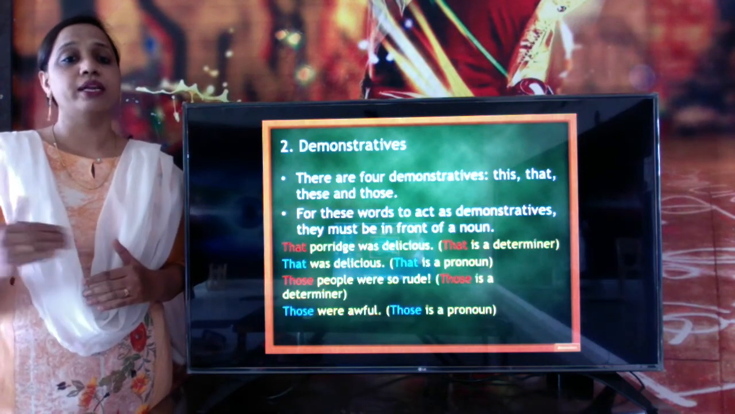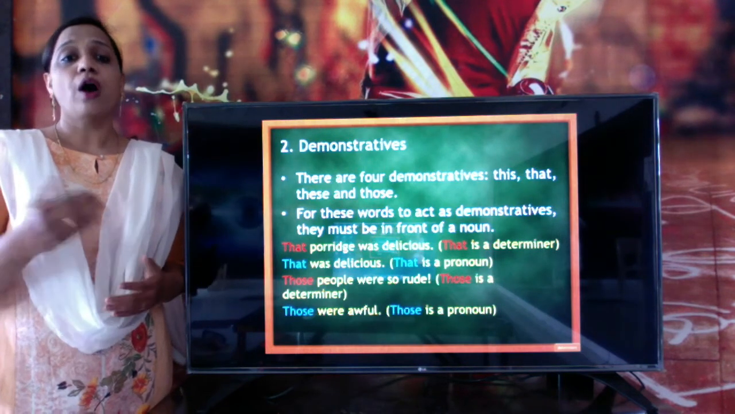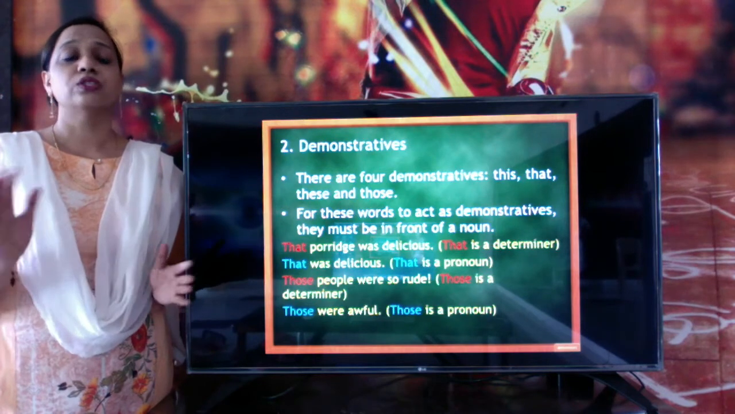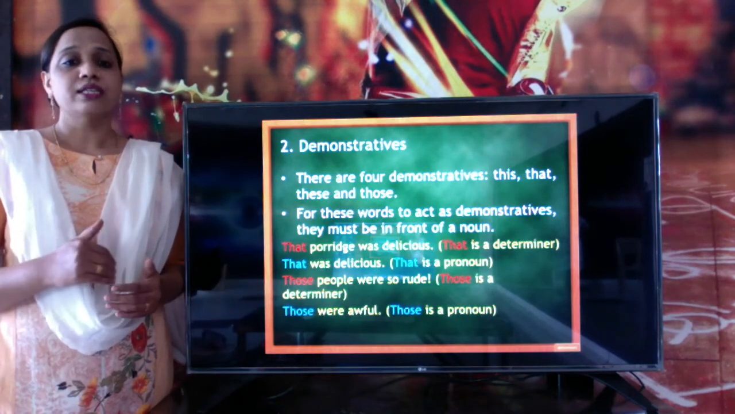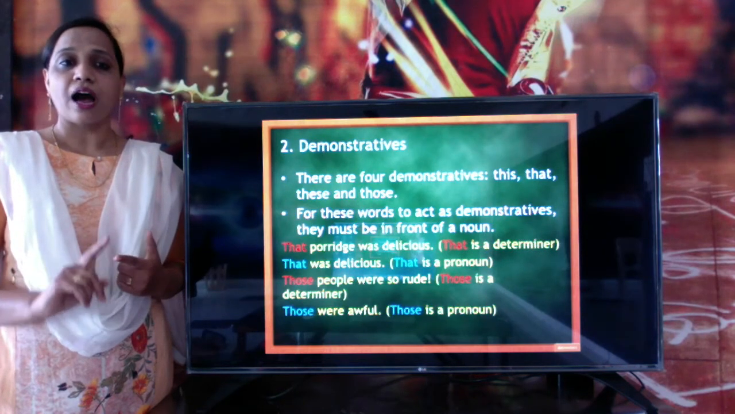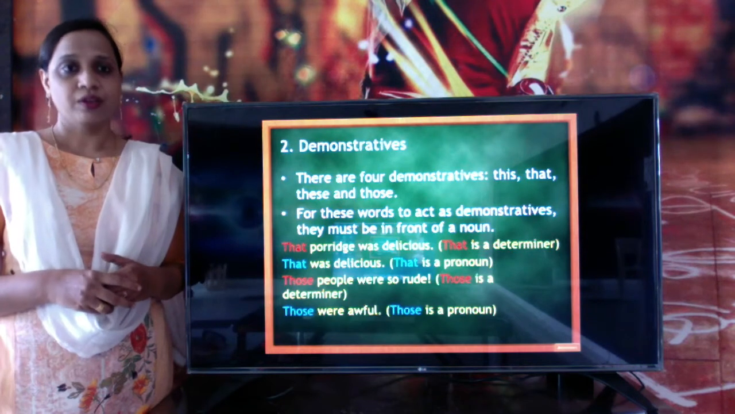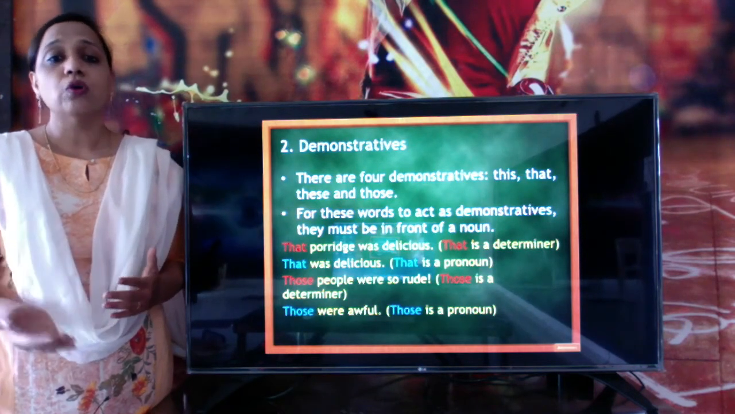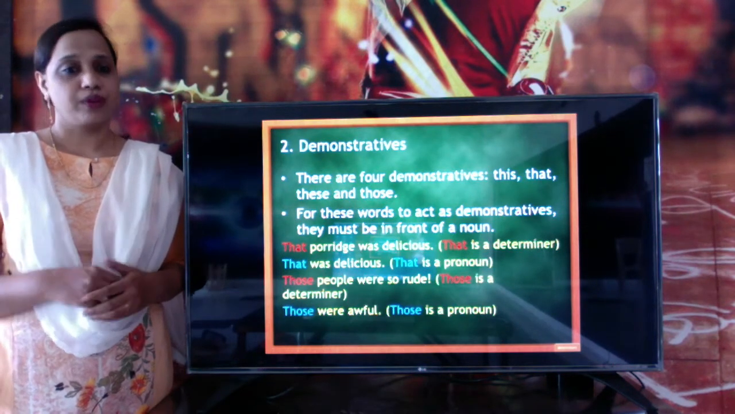Okay, that porridge was delicious. That is a determiner. Compare: that was delicious. Here after that there is no adjective, no noun. Okay, so what is there? In the first sentence, after that there is porridge, that is a noun, so that is a determiner. In the second sentence you can see after that there is no noun. That was delicious. This is a pronoun.